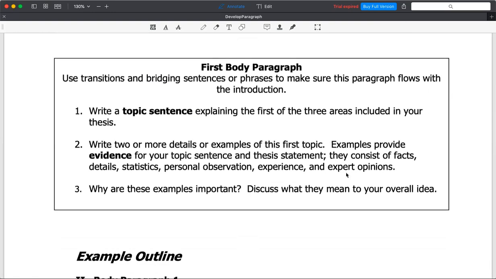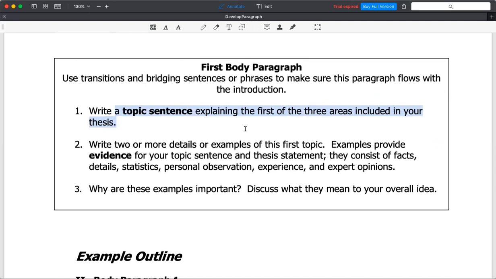The first body paragraph and the second and third body paragraphs are all the same in terms of outlining. Organization must be exactly as I'm going to explain to you right now. The first sentence of your body paragraph is a topic sentence, which is the most important sentence in IELTS. You need to have a topic sentence.